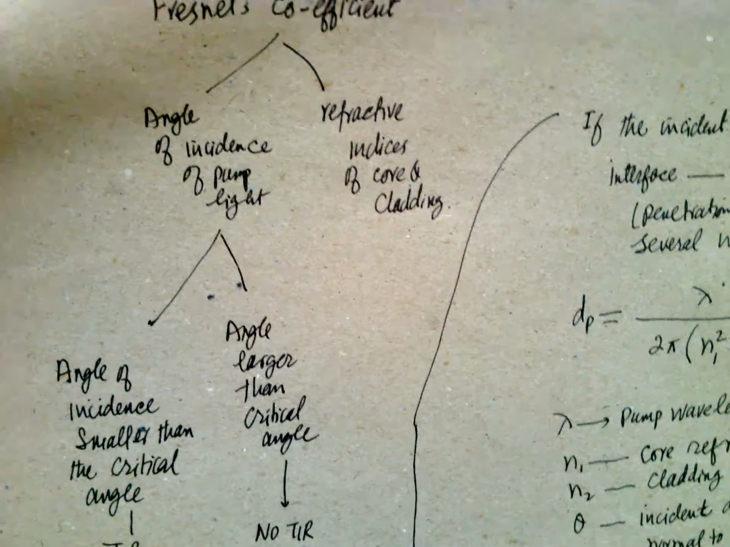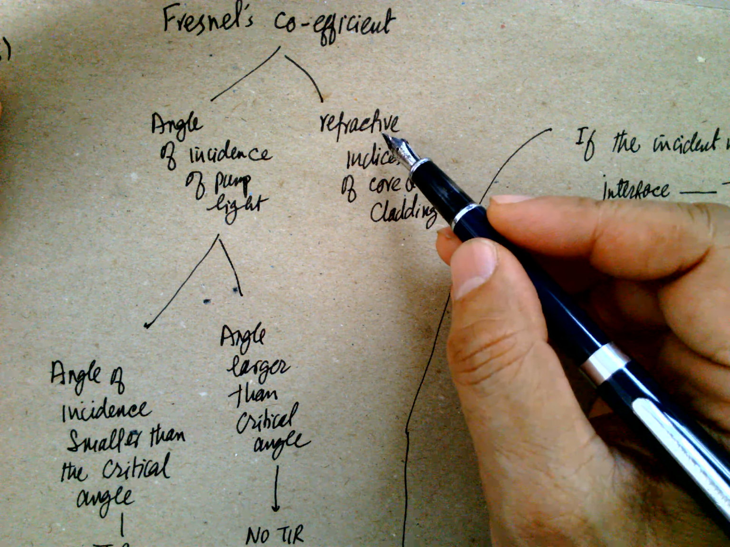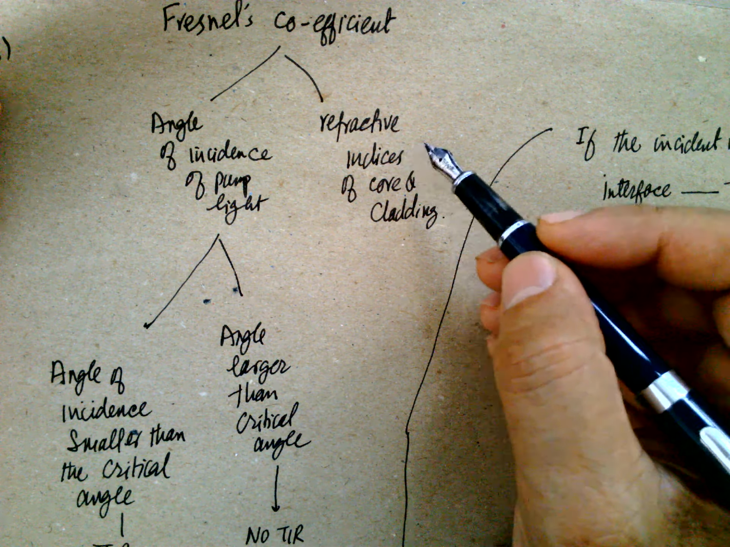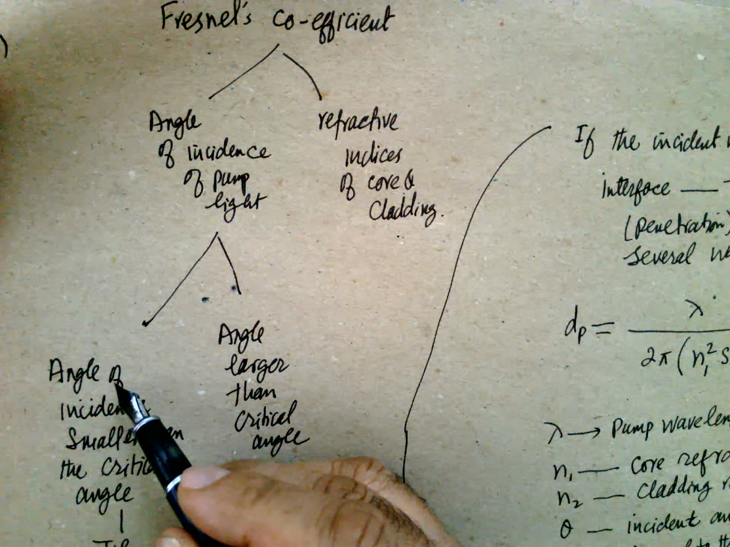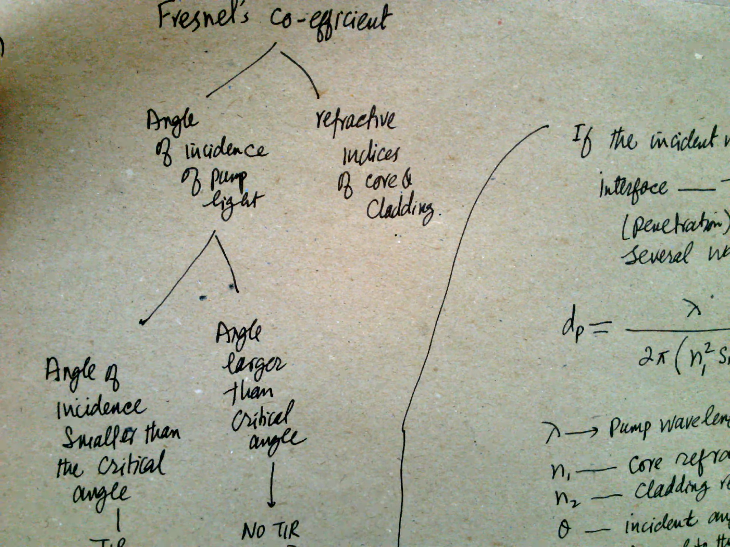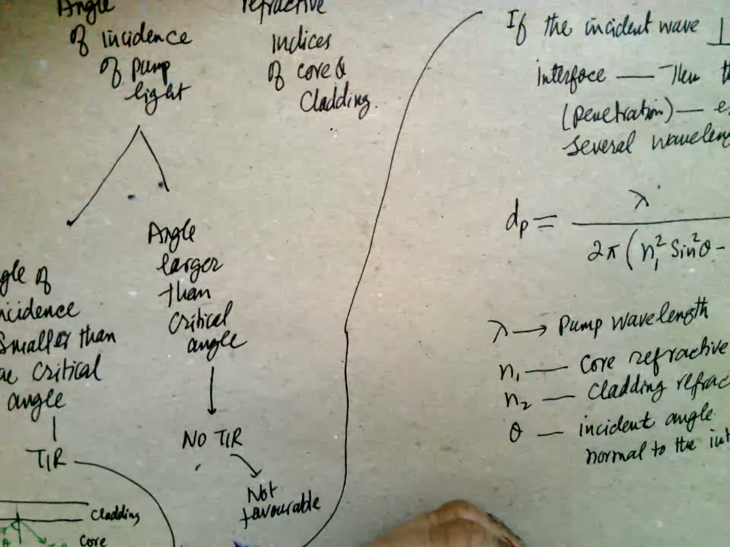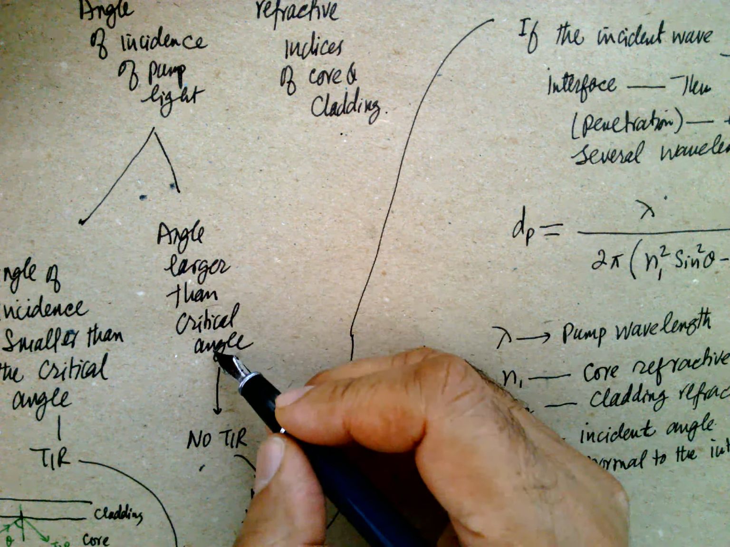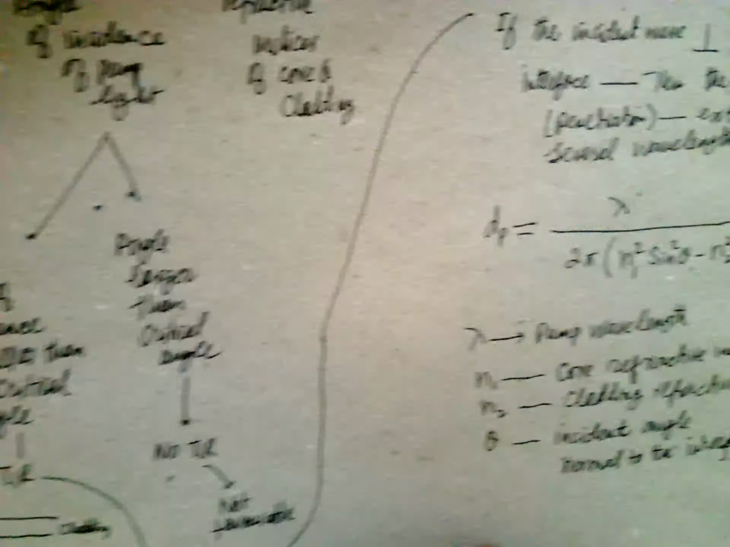Fresnel coefficients depend upon the angle of incidence of the pump light and the refractive index of the core and cladding. If the angle of incidence is smaller than the critical angle, TIR occurs and the evanescent wave is favorable. If the angle is larger than the critical angle, there is no total internal reflection, and it is not favorable.